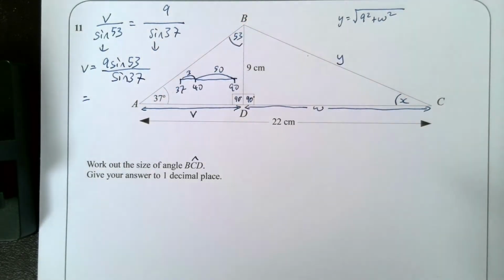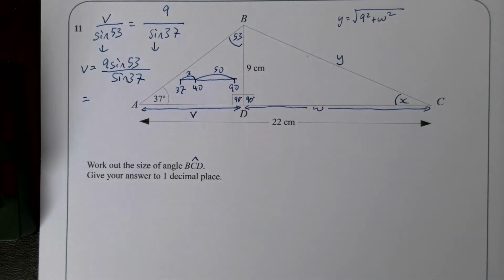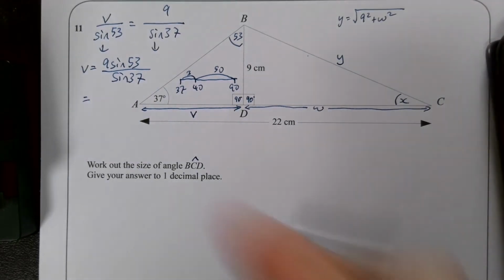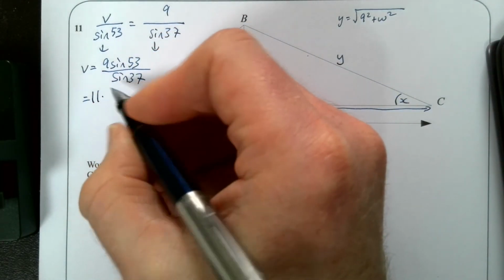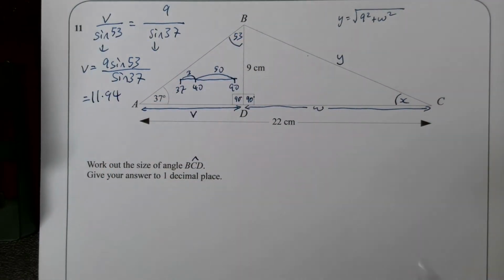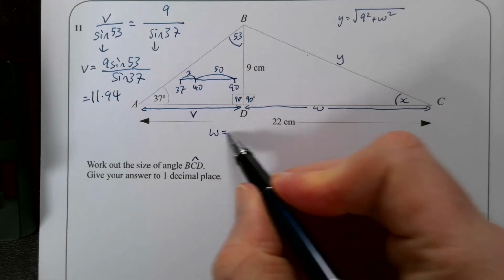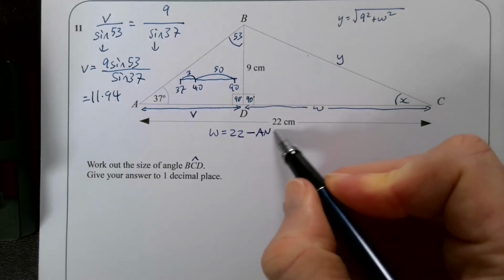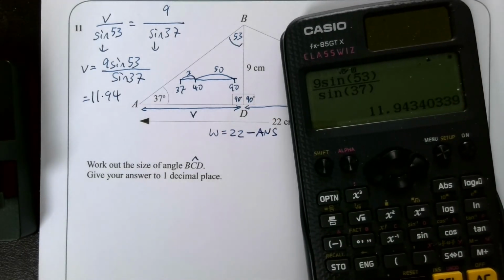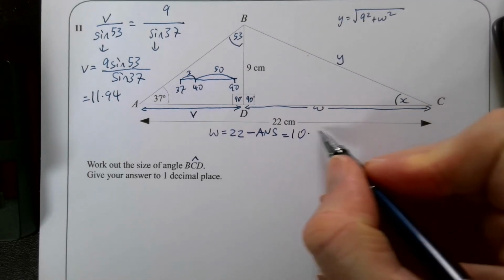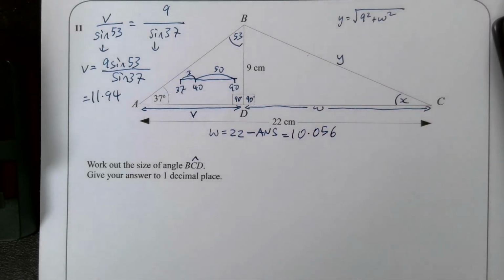Put all of that in your calculator and you should get 11.94. We want the final thing to be to 1 decimal place, so you want to keep more than that. However, I'm going to use the answer key button in a moment. W is going to be 22 take the 11.94. I'm actually going to write answer here, because if I do 22 take answer, that will automatically use that, which gives me 10.056 if I write the first few digits down.